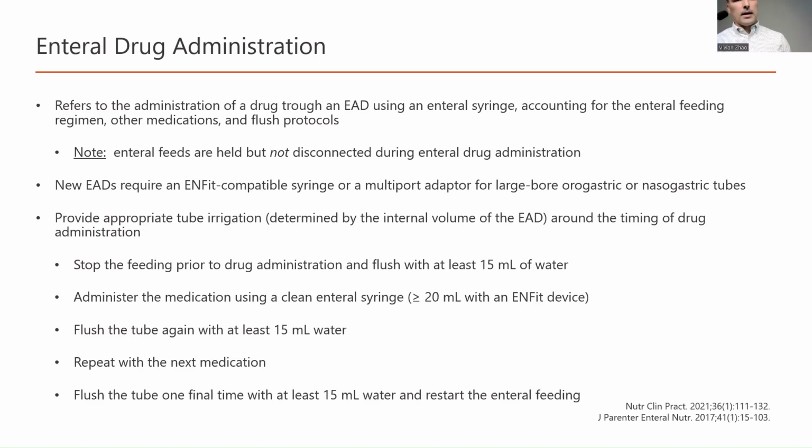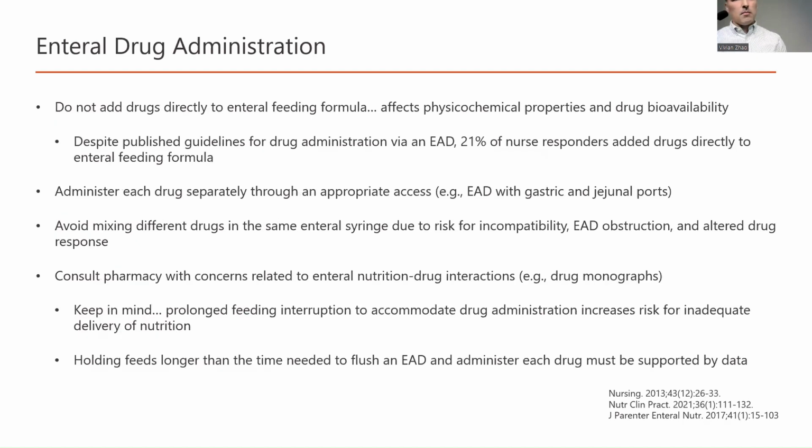So you stop the feeding prior to tube administration, flush with at least 15 mL of water, administer the medication with a clean enteral syringe, greater than 20 mL with an ENFit device, flush again with 15 mL of water, repeat with the next medication, and then we'll flush the tube one final time with at least 15 mL of water to clear any residual drug that's sitting on the inner lumen of that device. And then you restart the enteral feeding.